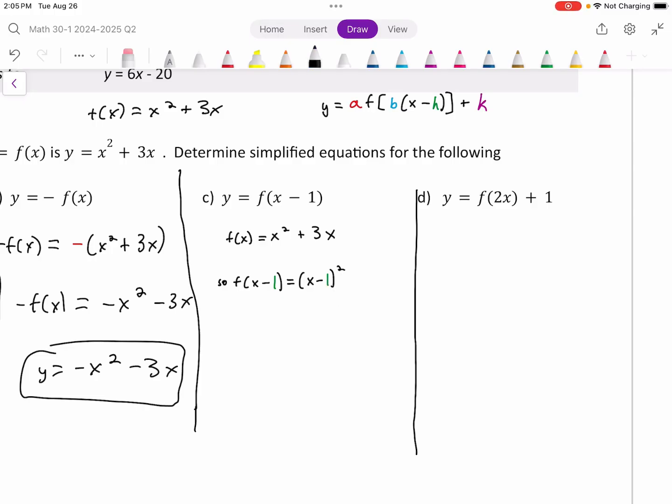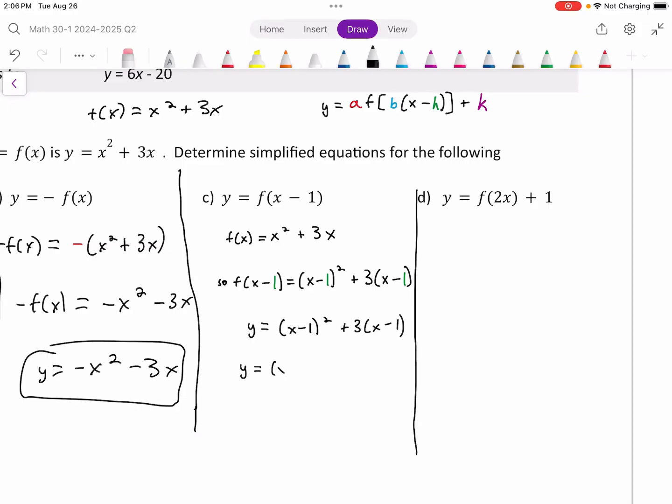Plus 3 times x. So for this transformed equation, we'll do plus 3 times x minus 1. And there we go. That is the equation of the transformed function, right? It's not simplified yet, though. Simplification would involve expanding all this out and collecting like terms, right? But now we have an equation for f of x minus 1. We've just got to simplify it.